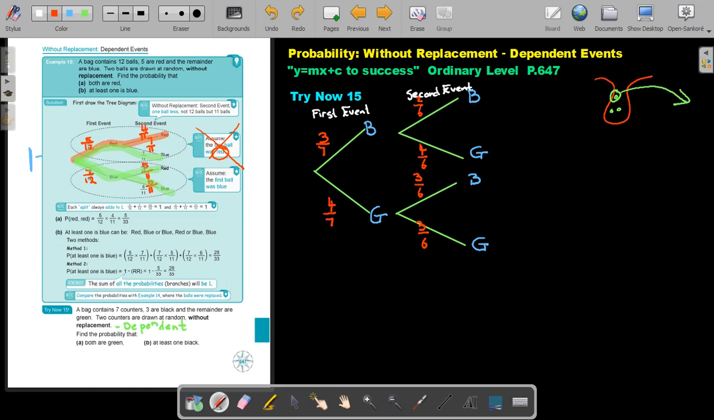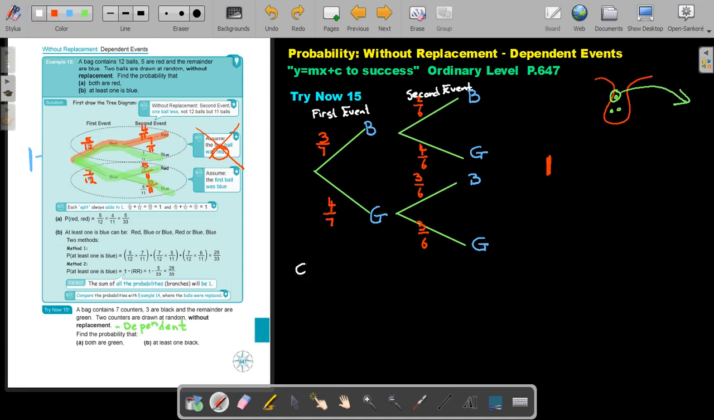And again, take note, these 2 will add up to 1. These 2 will add up to 1. These 2 will add up to 1. But if I take all the branches and I do the multiplication and then add up the results, I will also always get a 1, a certainty. Okay, let's start with the first question.